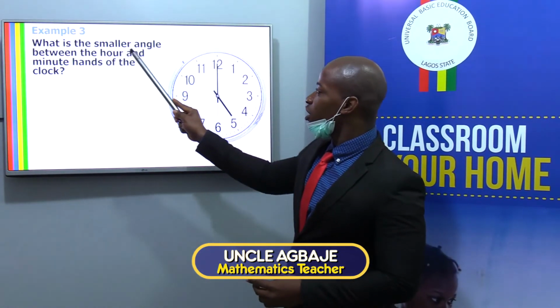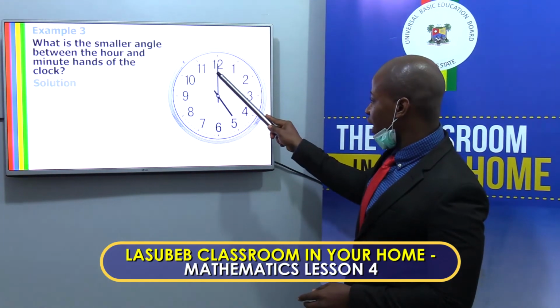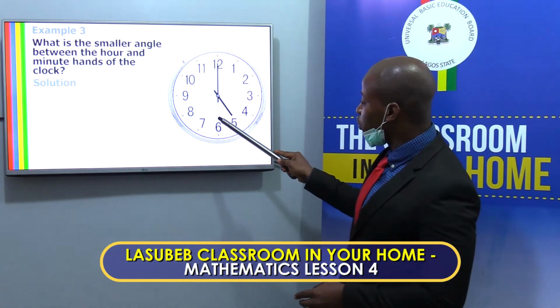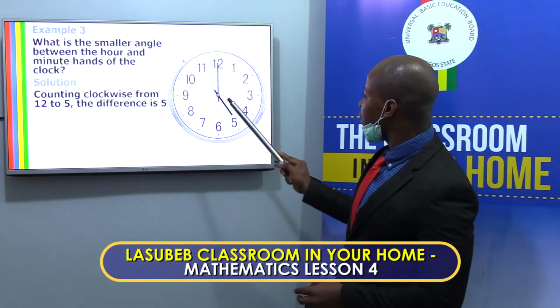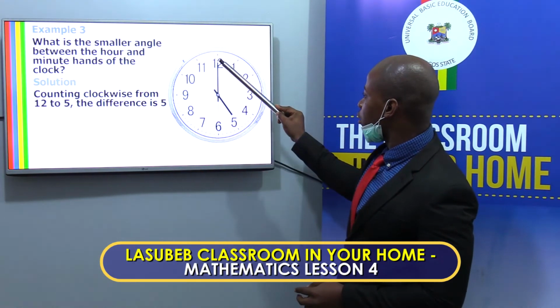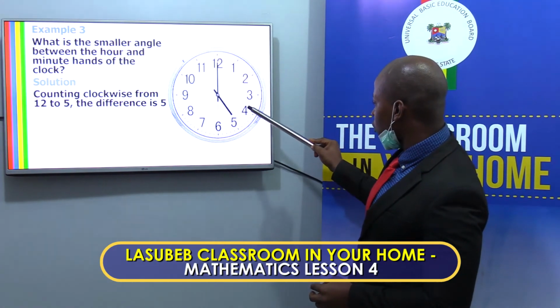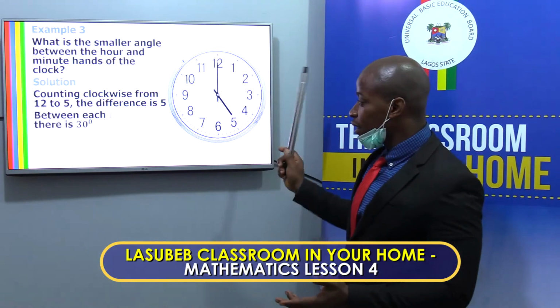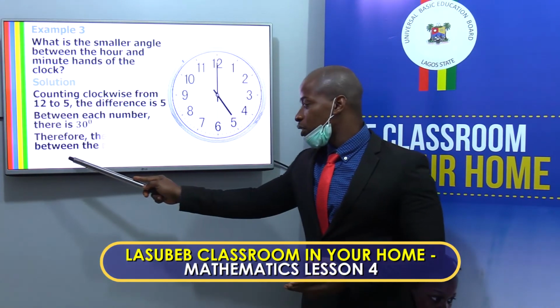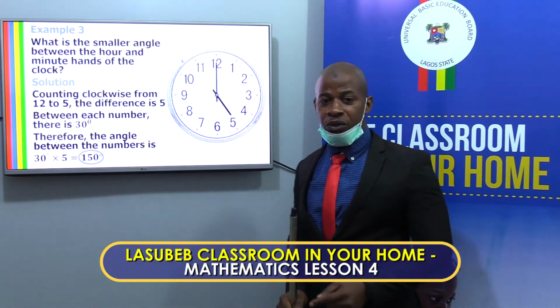One final example. What is the smaller angle between the hour and the minute hands of the clock? This is the hour hand, and this is the minute hand, so we do not need this. We're interested in the smaller angle, not the bigger angle. And so we go from here. 1, 2, 3, 4, 5. There are 5 spaces, and that is 30 degrees multiplied by 5. You will get 150 degrees.